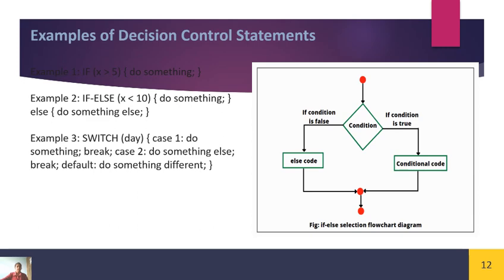Next comes examples of decision control statements. Example, if x is greater than 5, do something. So the examples are here, example 1, 2 and 3. We can go through them, and there is a flowchart for the if-else selection flow diagram.